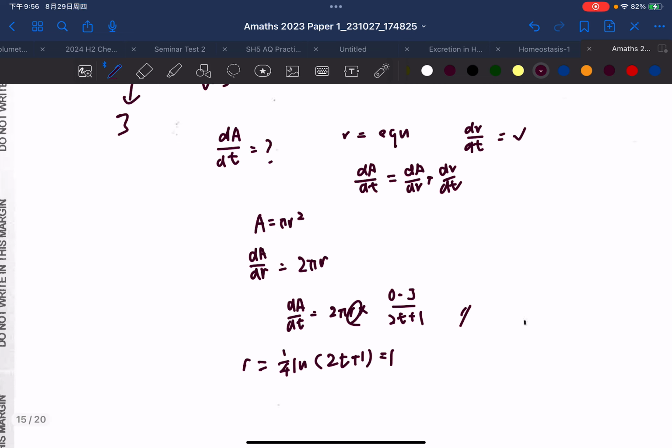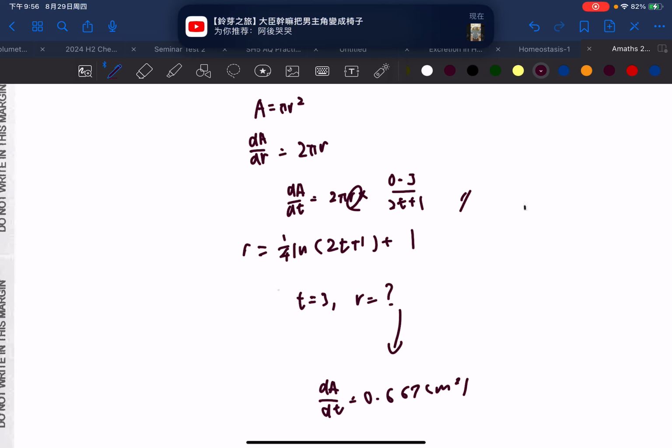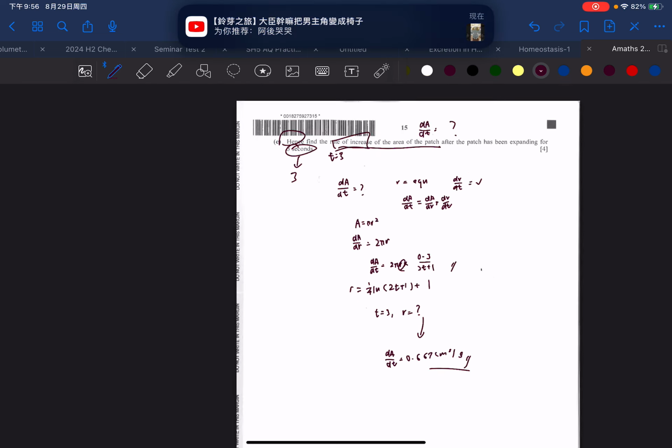So you need to tell me, t equals 3, what is my r? Okay? And after that, you'll be able to get dA/dt equals to this. Remember your unit. Okay?